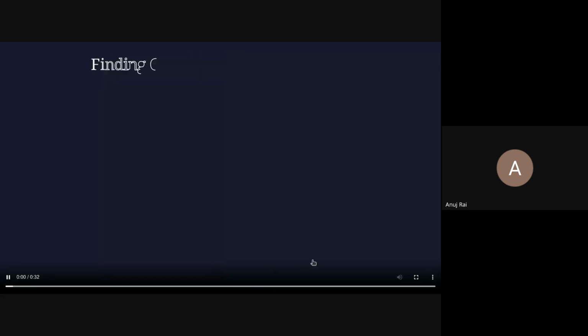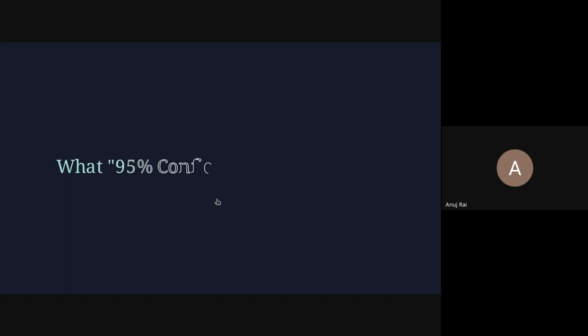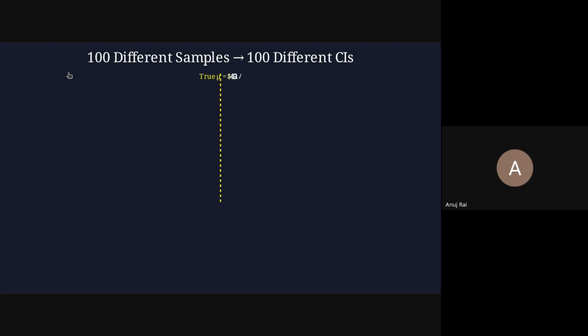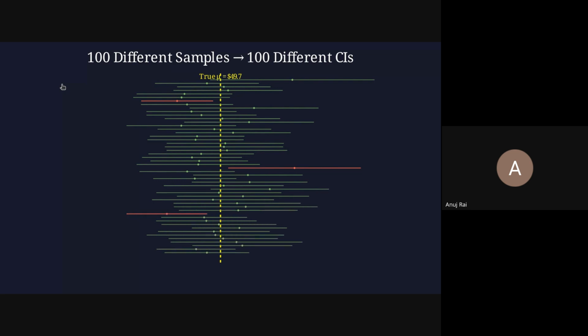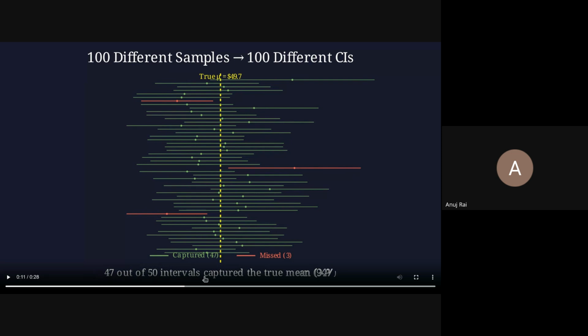So here, what exactly does 95% confidence really mean? When you take 100 different samples, definitely it will have 100 different confidence intervals. Here you can see that 47 out of 50 intervals capture the true mean.